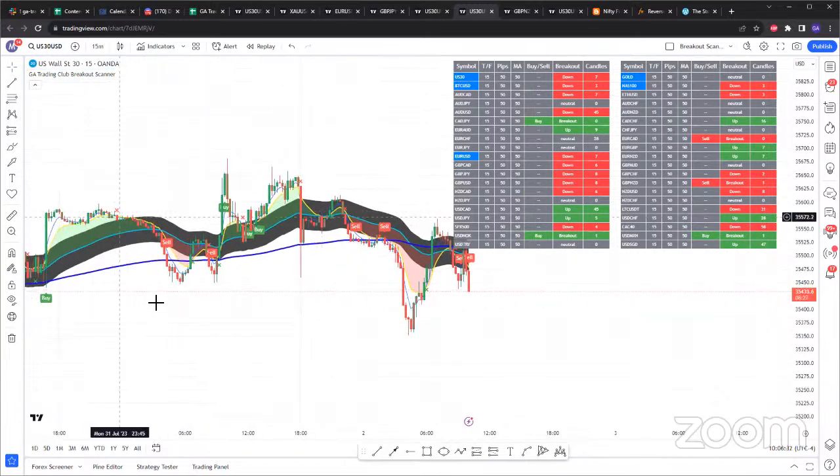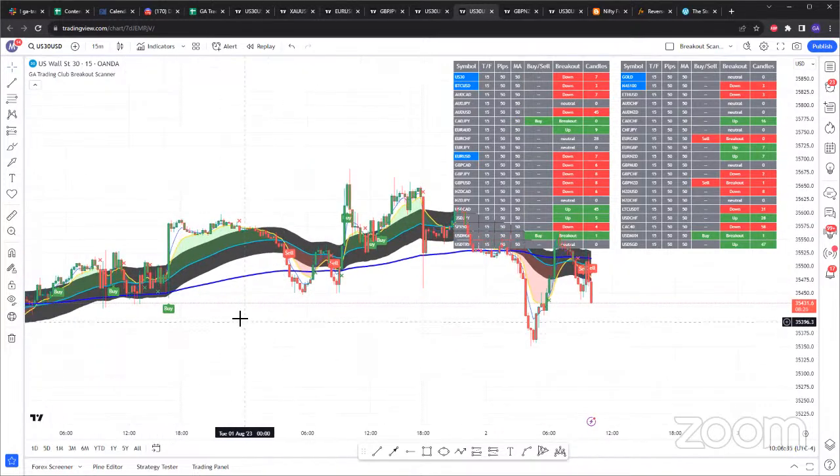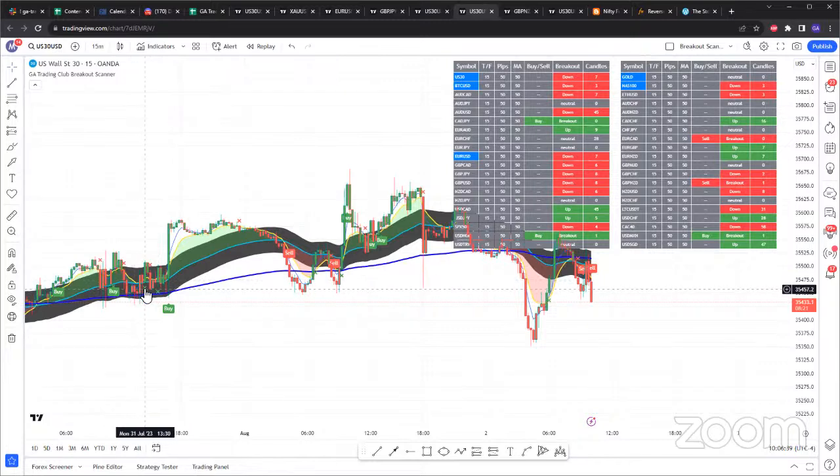Because you'll be looking at the trend. I know some of you had asked me previously what the purpose of these X's was. You can see some green X's and some red X's.